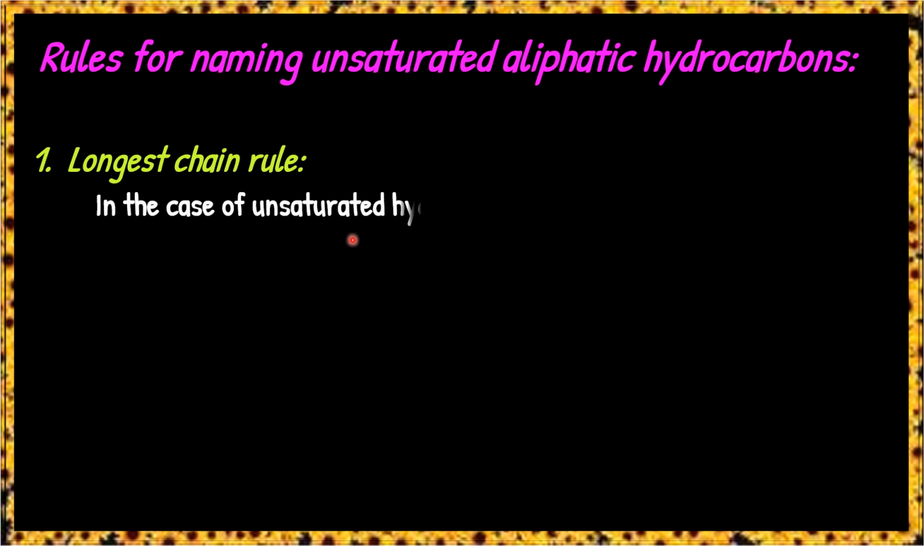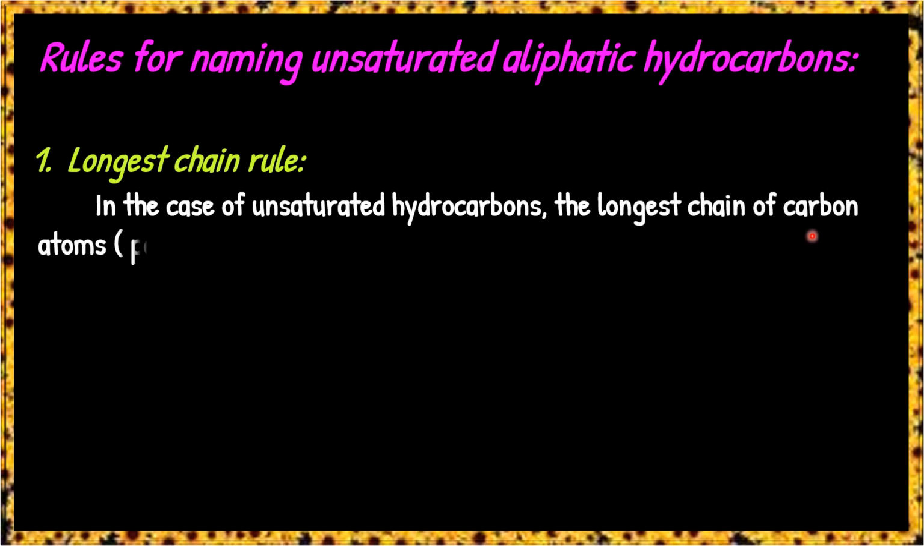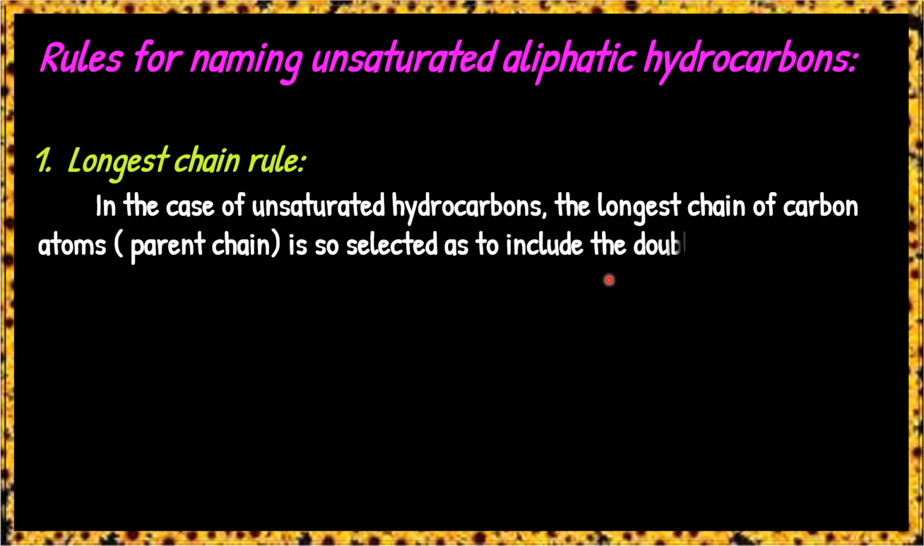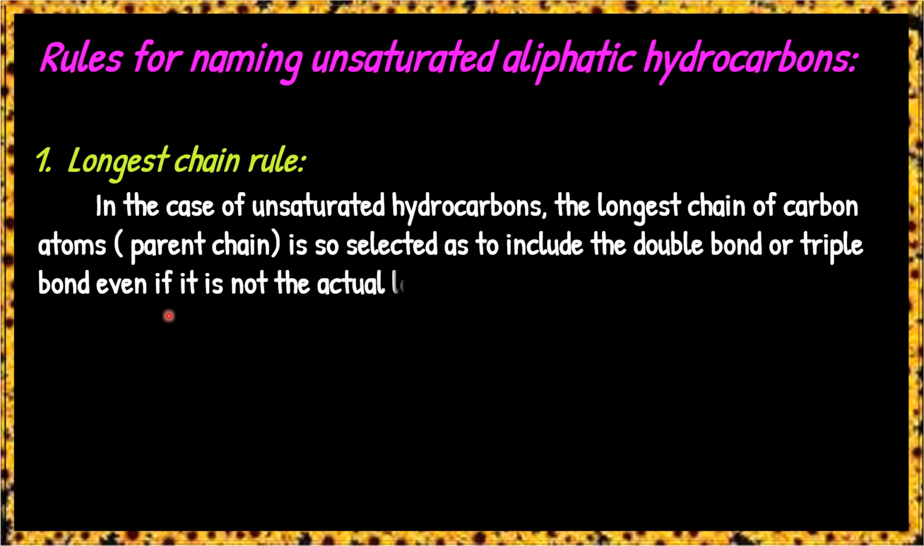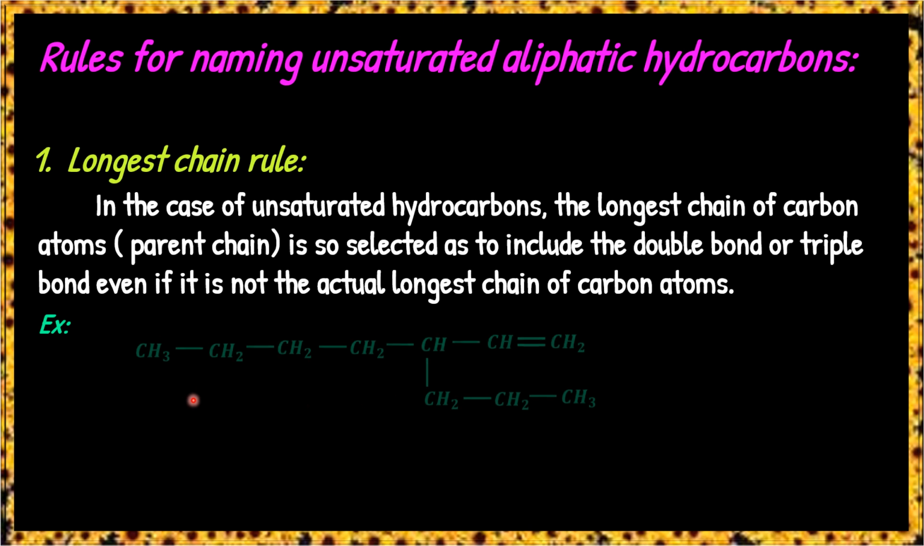In the case of unsaturated hydrocarbons, the longest chain of carbon atoms is so selected as to include the double bond or triple bond even if it is not the actual longest chain of carbon atoms. That means the longest chain must include double or triple bond. Okay. Here is an example.